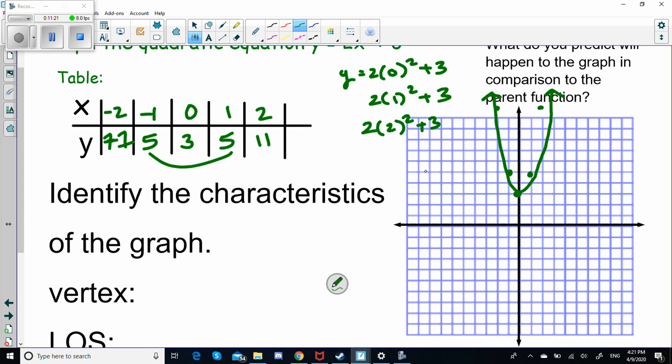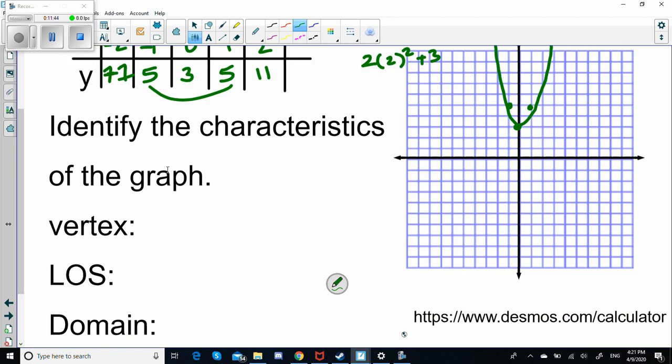You can see that it's higher 3 than the parent function, or a vertical translation of 3. You can see that it's also more narrow than it would be had it been just y equals x squared, because that 2, the a, makes it a stretch or more narrow. Okay, so that's how I would compare it to the parent function.